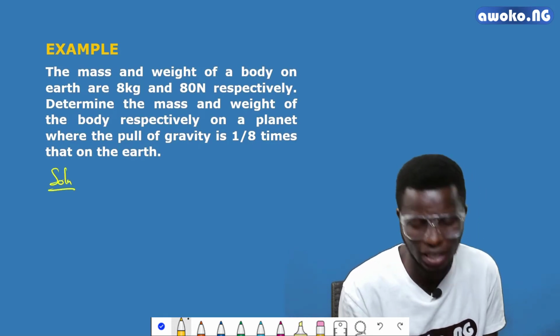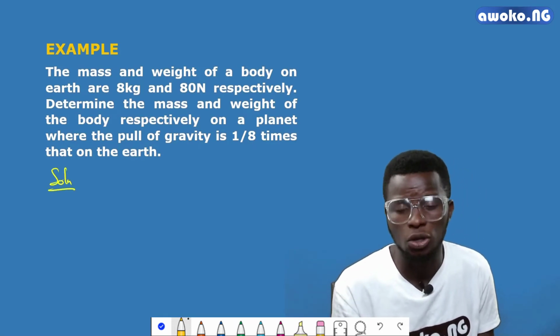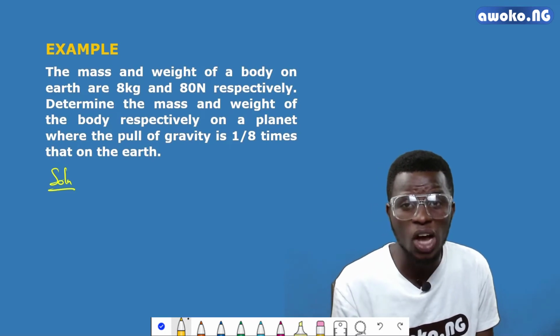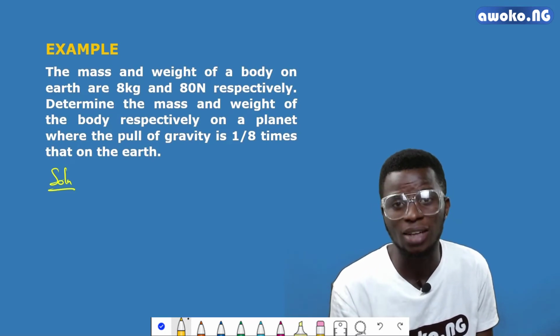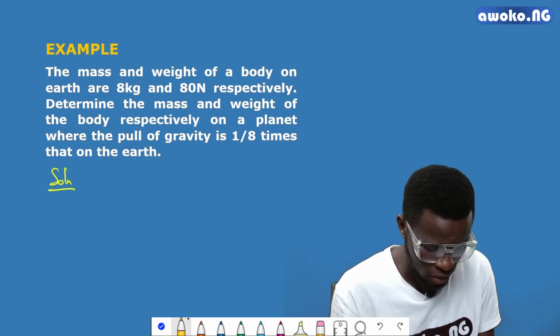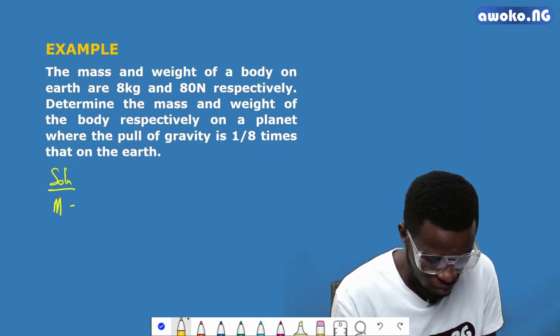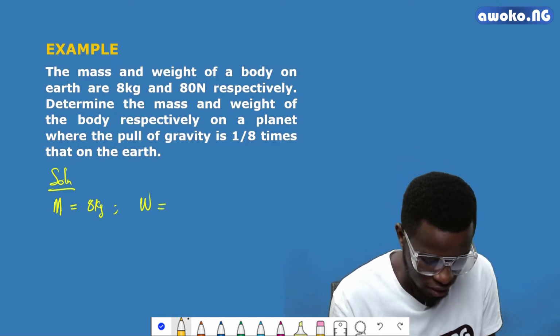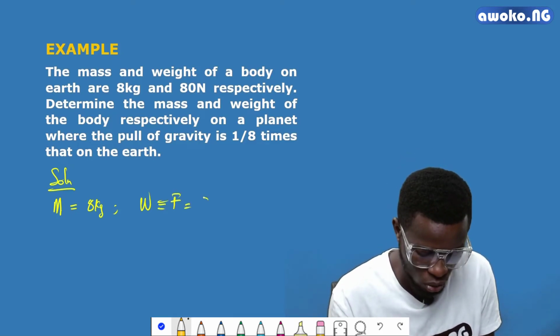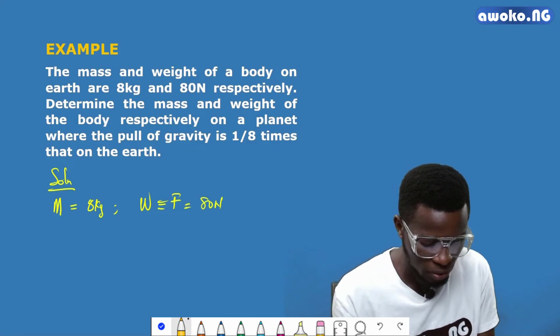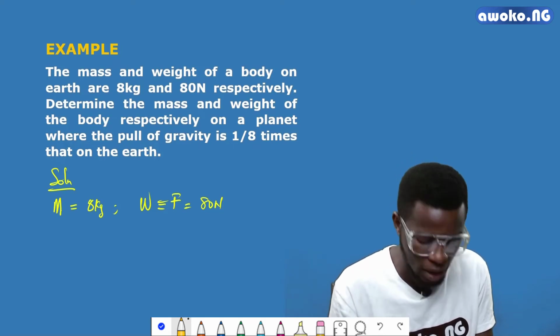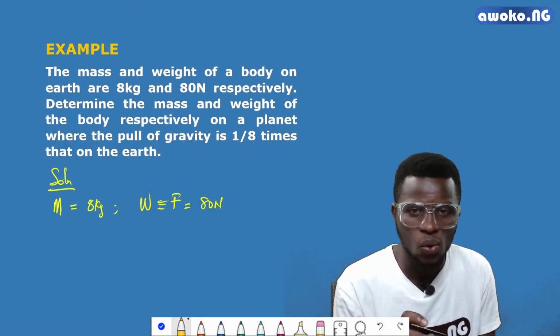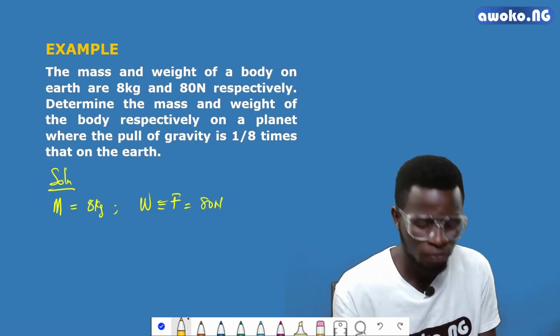What is the first step to do in any problem is to bring out your parameters. Why do we have to bring out the parameters? It helps us to know the exact relation to use. Okay, now since we have that the mass is equal to 80 kilograms, and we were told that the weight, remember weight is a force, so we can say the weight is equal to force, which is equal to 80 newtons. Okay, now we are asked to find the mass and the weight of the body respectively on a planet where the pull of gravity is 1/8 times that on the earth.